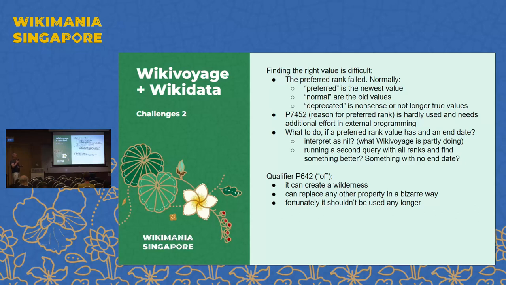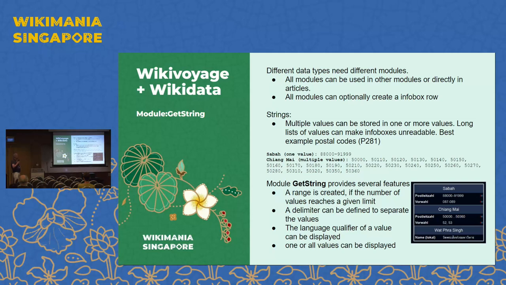So sometimes if you want to fetch some information from Wikidata, you have to analyze how it is saved in Wikidata. That's why we noticed that we need several modules depending on the data type we want to get from Wikidata. So I wrote modules for every data type.